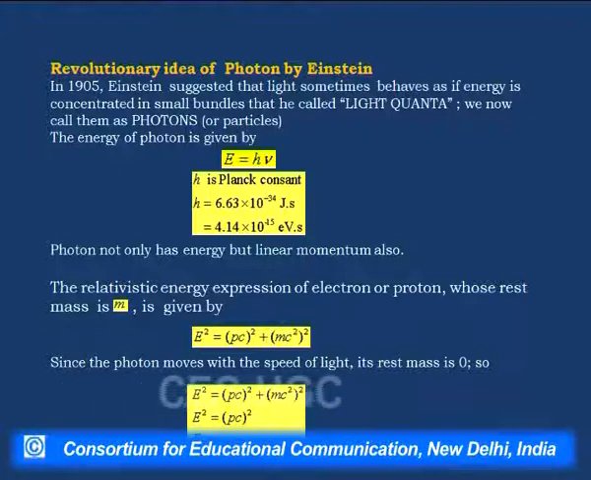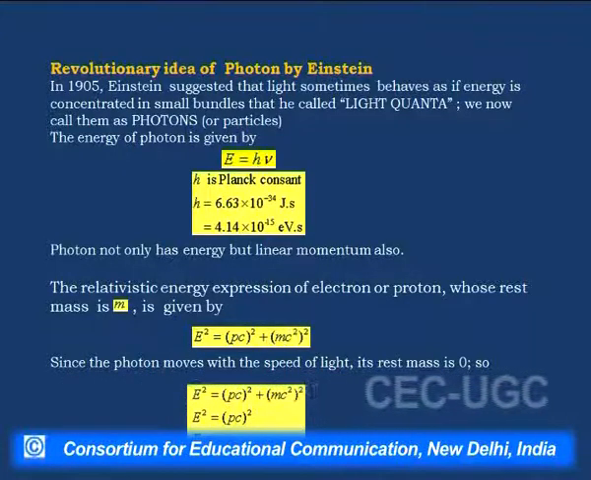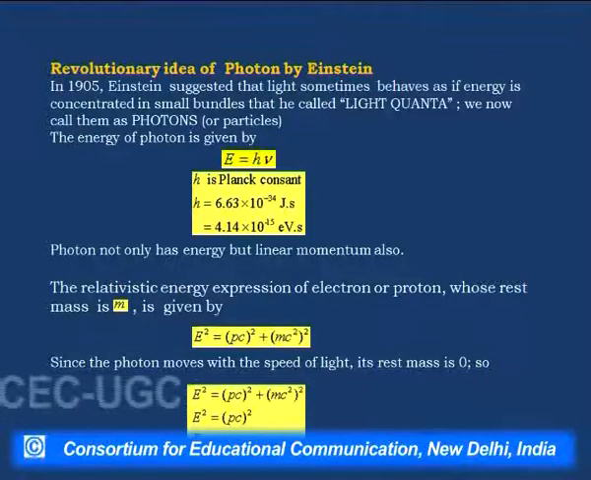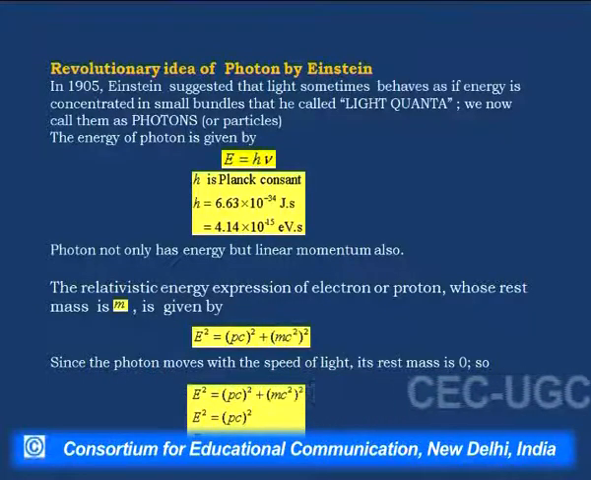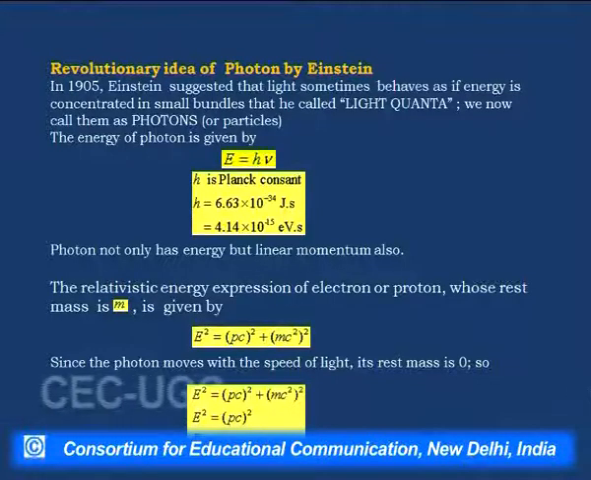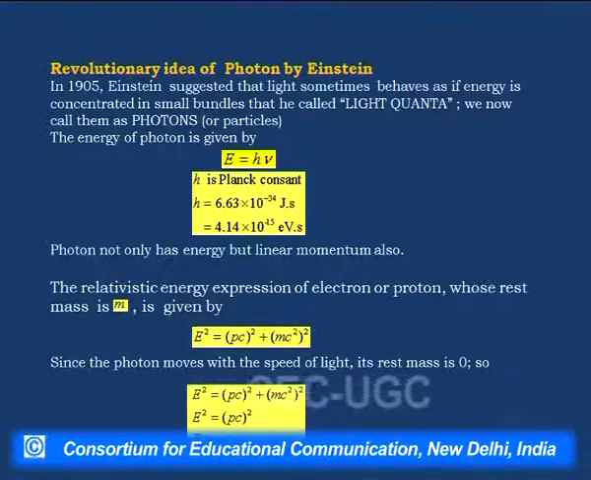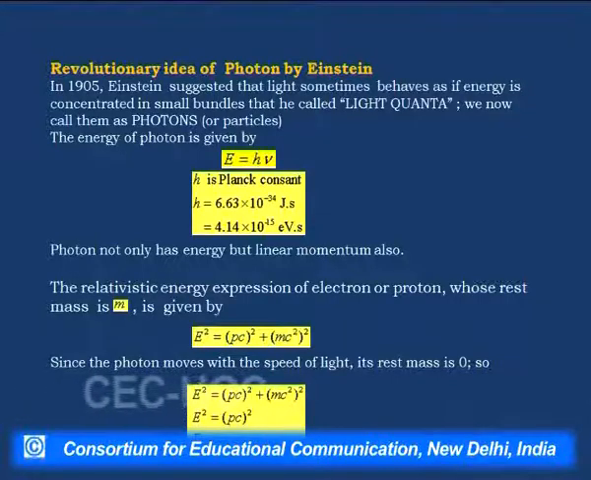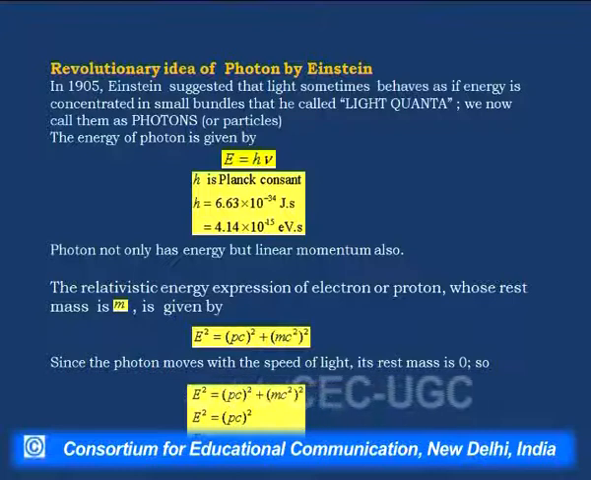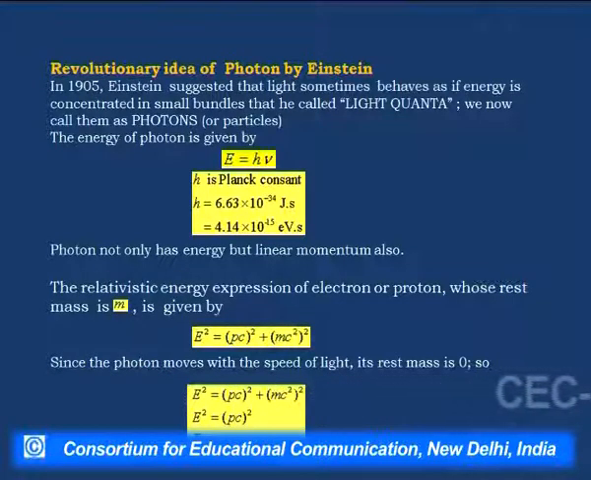The relativistic energy expression for a particle like an electron or proton, whose rest mass is m, is given by the relation E squared is (Pc) squared plus (mc squared) whole squared. Now, since a photon moves with the speed of light, and we all know if something is moving with the speed of light, the rest mass is 0. So we can put m equal to 0, and then E becomes equal to Pc.